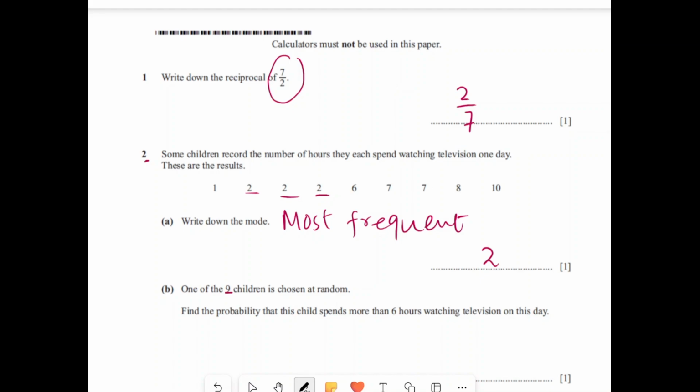One of the 9 children, total are 9 children, is chosen at random. Find the probability that this child spent more than 6 hours, greater than 6 hours watching television on this day. So we are not going to include 6. The values that are included will be 7, 7, 8, and 10. 1, 2, 3, 4. 4 out of 9 children spend more than 6 hours watching television that day.